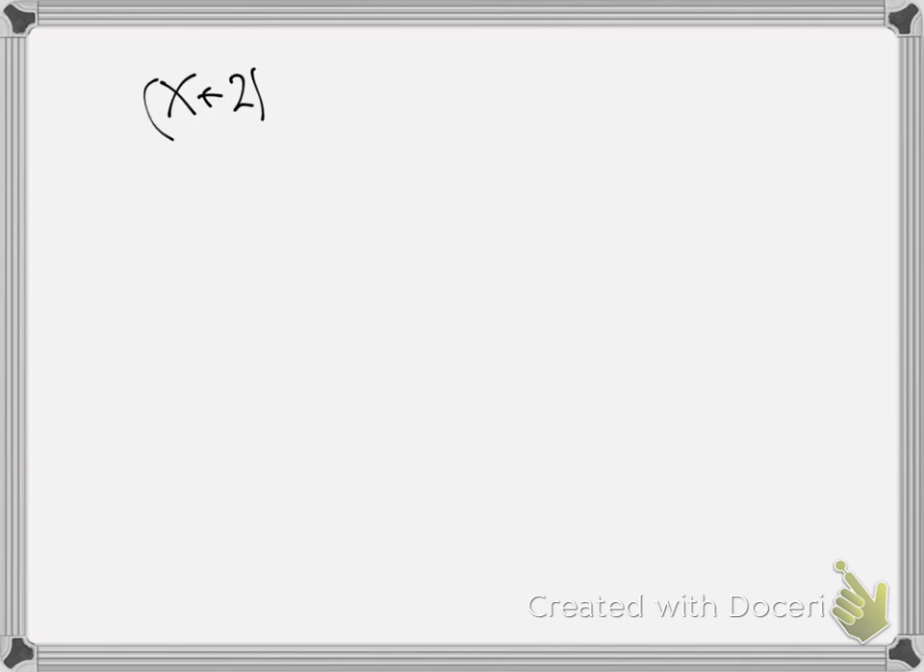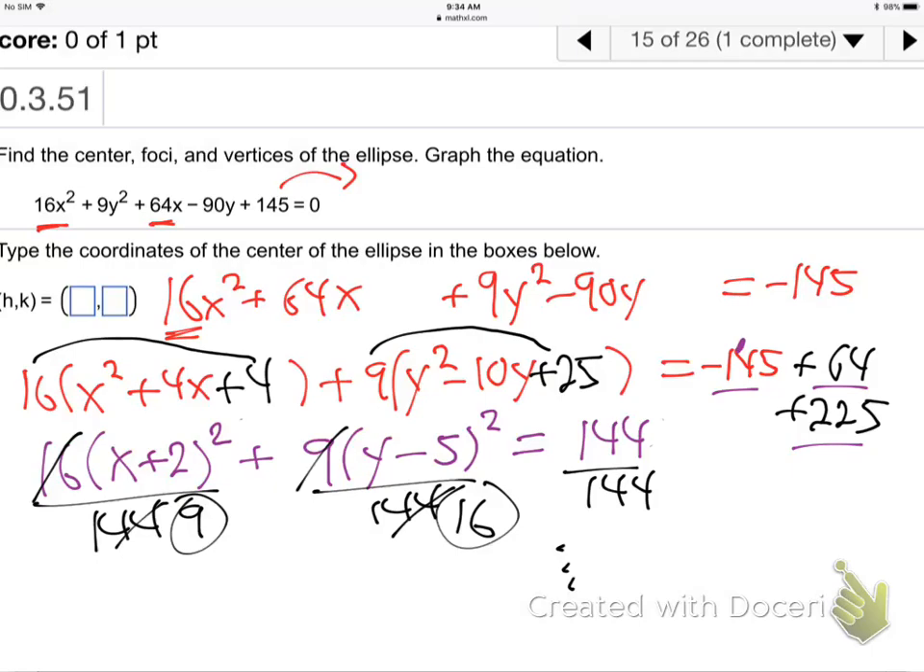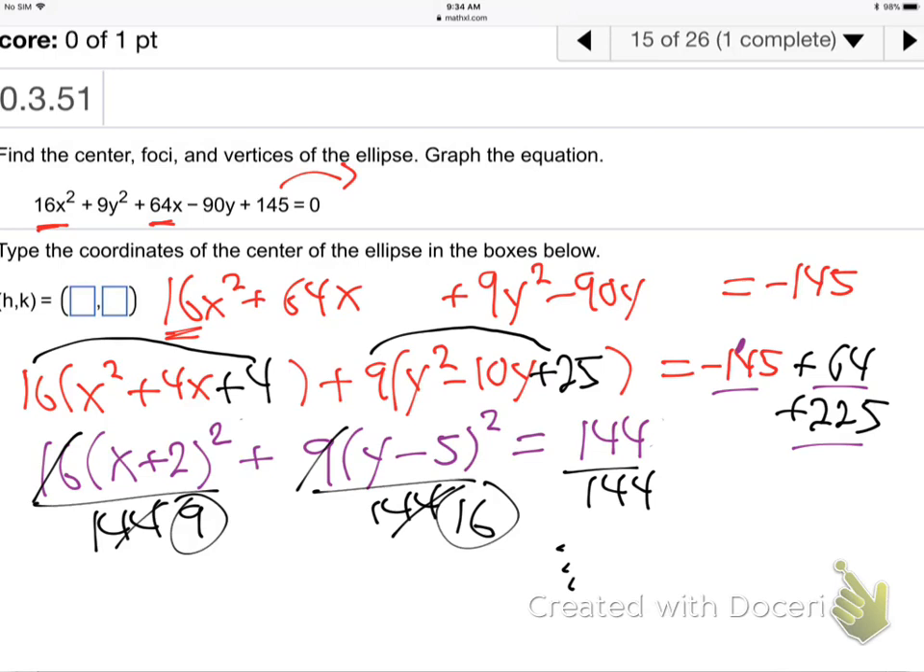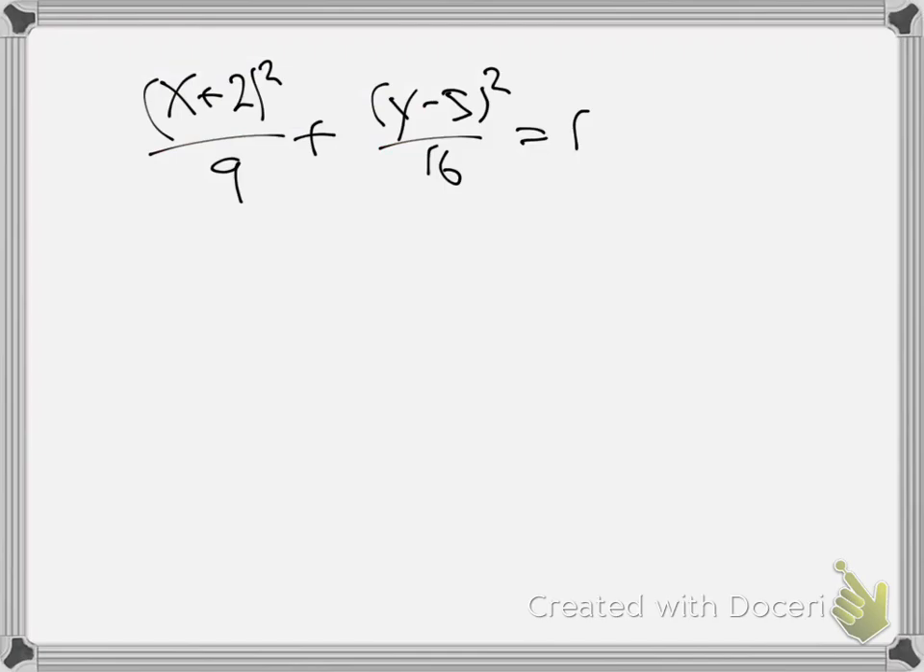Let me just do one step on that. The equation is (x + 2) squared over 9 plus (y - 5) squared over 16 is 1. Everybody got that copied down? It'll be on YouTube. So at this point, notice the y number is 4 squared. The x number is 3 squared.